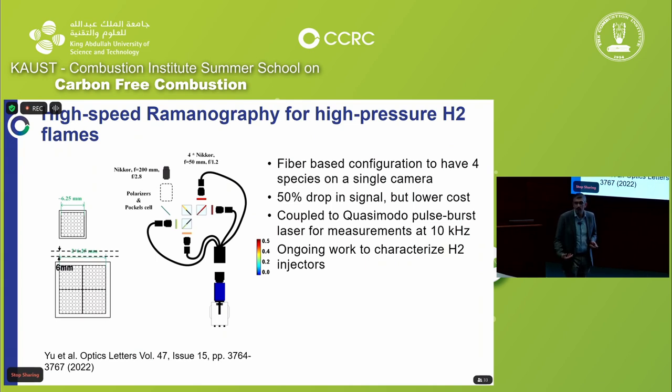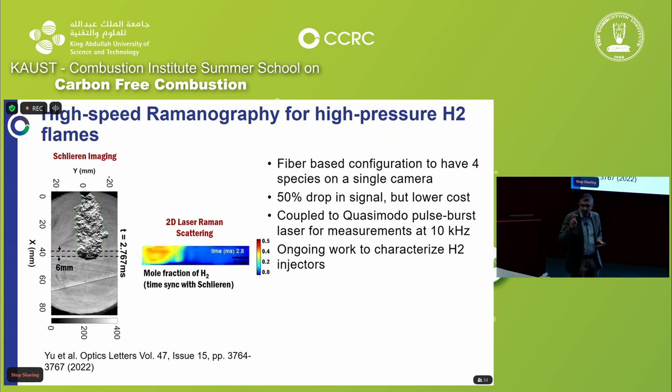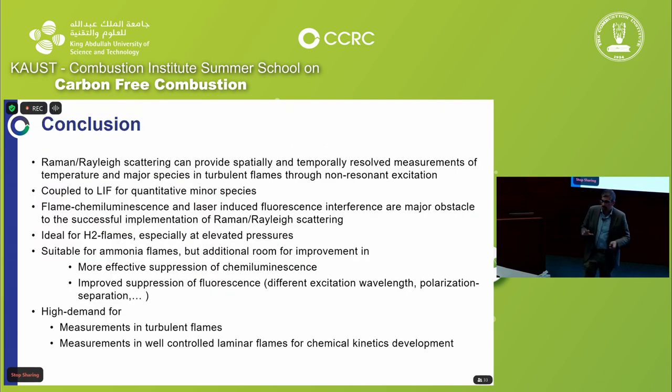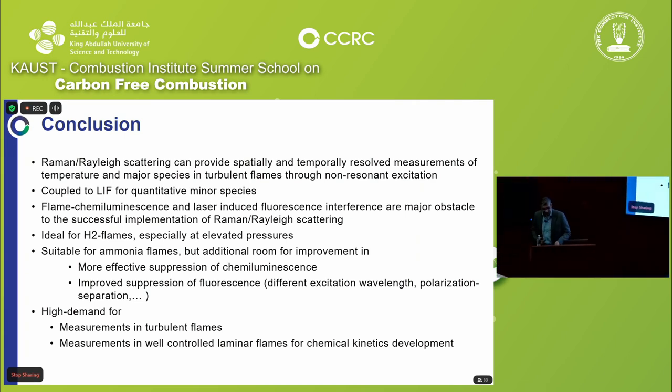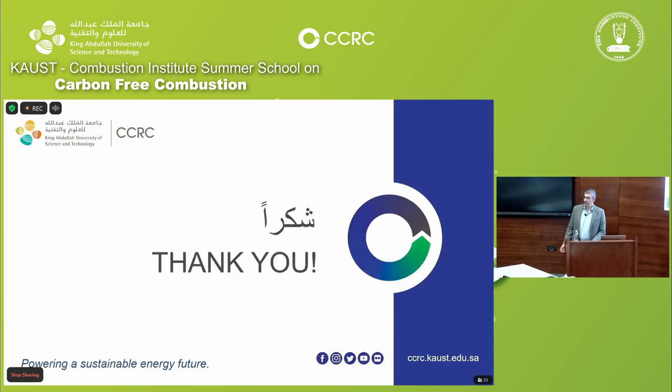We now switch to a fiber-based approach, so we only need one camera. We're imaging all the species on a single camera using multiple fiber heads. And very recently, we're now looking at hydrogen spray, hydrogen jets, not spray really, and we can do 2D Raman scattering at high speed with this configuration. So, I'd put the conclusion up, but I'm almost out of time, okay? So, thank you.